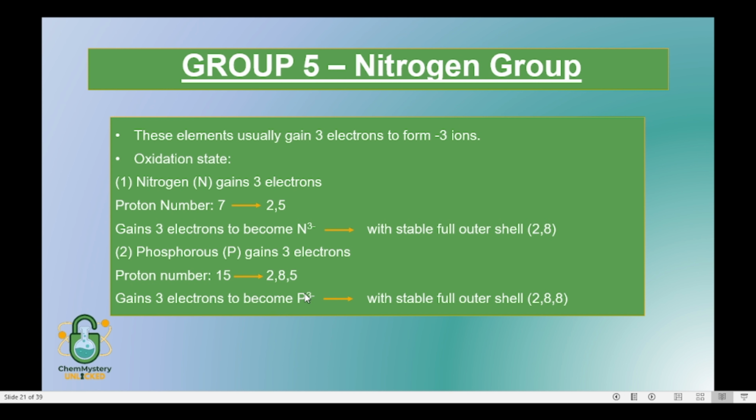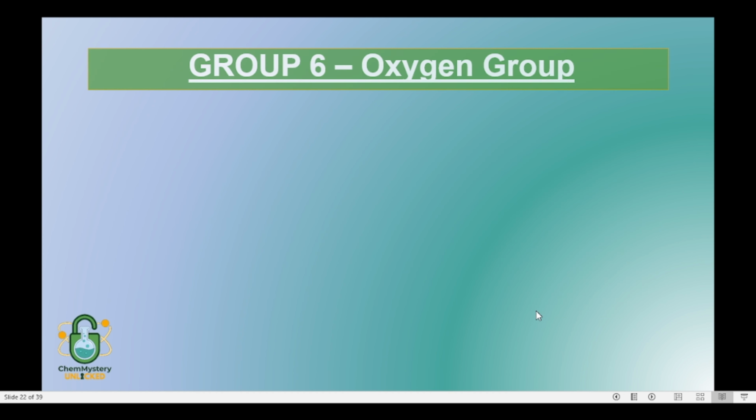With stable full outer shell, 2 electrons in the first shell, 8 electrons in the second shell, and 8 electrons in the third shell, and now it becomes stable. Let's move ahead on to group 6, which is also called oxygen group. These elements usually gain 2 electrons to form -2 ions. To become stable, these elements gain 2 electrons.